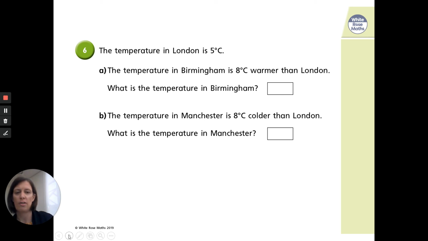Okay, let's check our answers. So in Birmingham, the temperature would have been 13 because we started at 5 and we went forwards, warmer, 8. 8 more than 5 is 13. And then the second one, it was 8 degrees colder than London. So we started at 5, but we had to go back 8. That would take us to -3 for that one.